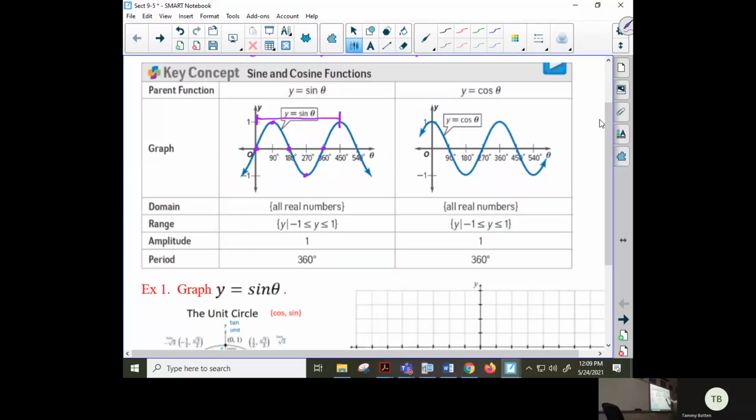So if you look here, the normal period for cosine would be from here to here, 360 degrees. And this one does not start at 0. It starts up at 1, goes all the way down, comes back up at 1. That's one period of the cosine function.